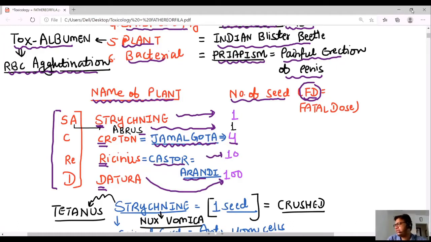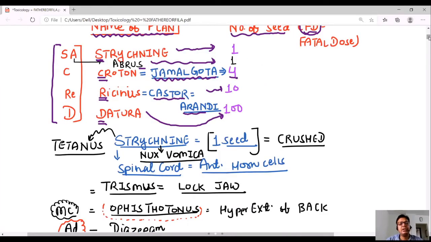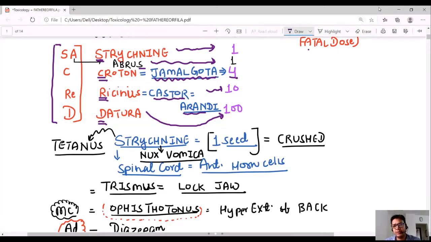Strychnine and abrus, 1 seed. Croton, 4 seeds. Ricinus, 10 seeds. Strychnine and abrus 1 seed is a fatal dose. Croton is Jamal Gota, 4 seeds is a fatal dose. Ricinus, which is known as castor plant or arundi, 10 seeds are a fatal dose. Datura 100 seeds are a fatal dose. Doctor, you can get this question. Datura is a very common question you can get out of this.